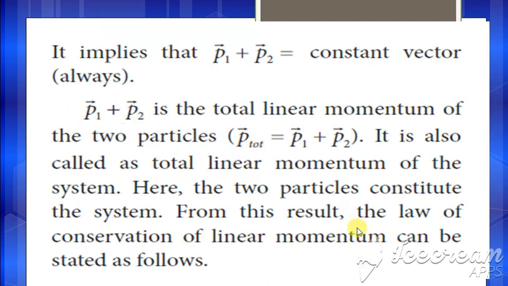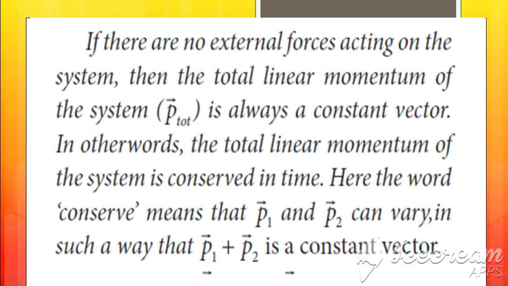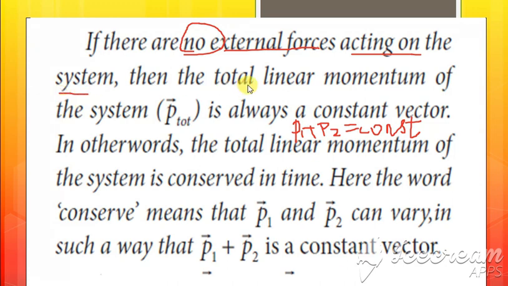of linear momentum. So what is the law of conservation of linear momentum? It is given by: when there is no external force acting on the body, the total linear momentum is always a constant vector. Just now we have seen that P1 plus P2 is equal to what? Constant. P1 plus P2 is constant when the force is equal to what? Zero. When there are no external forces acting on the system, the total linear momentum is always a constant. So this is said to be the law of conservation of linear momentum.